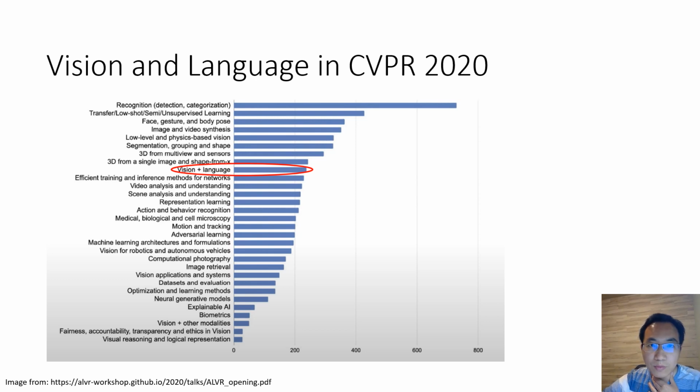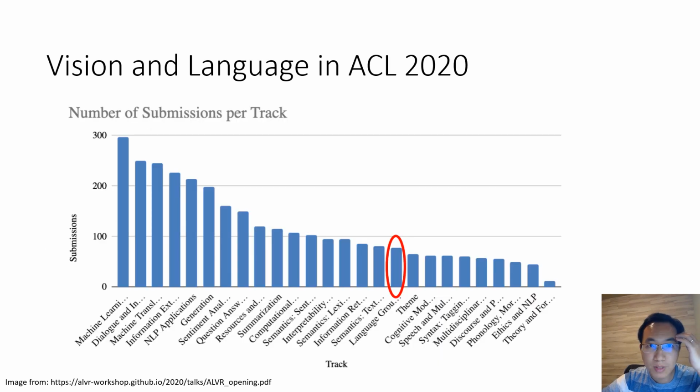So vision and language research naturally lies in the intersection of both the computer vision and NLP communities. And as can be seen here, the vision language community is actually not small, judging from the accepted papers in CVPR last year. In NLP conferences, such as ACL last year, there is also a language grounding track. And we can see the community is also growing. So it is really an exciting field to work on.